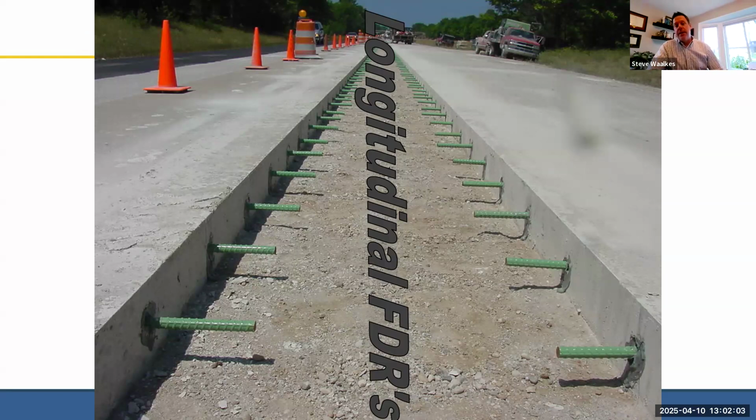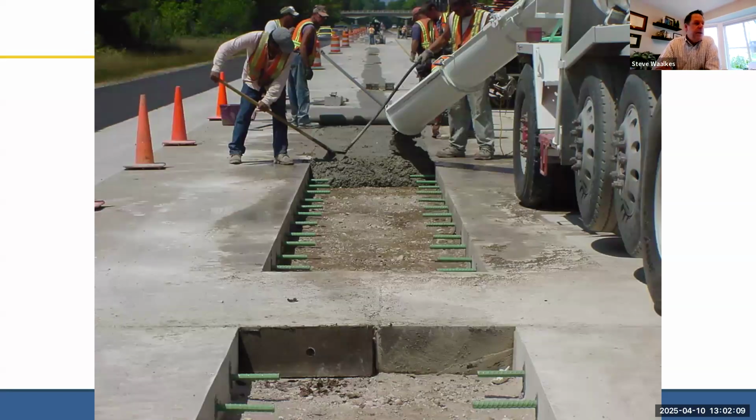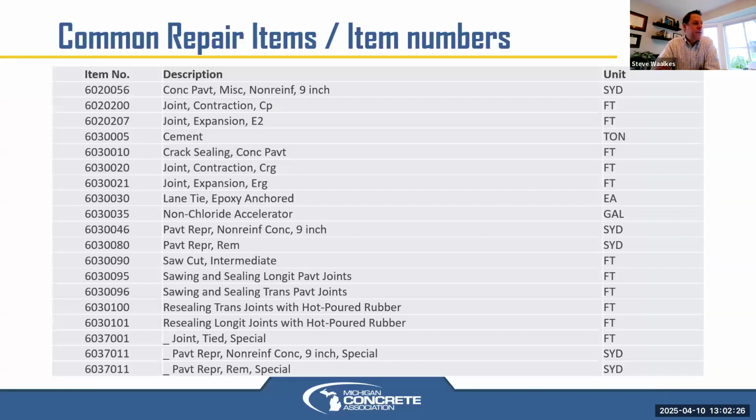MDOT does it a lot nowadays on any of their concrete repair jobs. They do have special provisions that have details for them. So here's the concrete placement going on. You can see the original longitudinal joint there where they actually had some transverse full depth repairs that were done first there, and then those come through to the middle, and then they jump over and do the next one, as you can see for concrete placement.